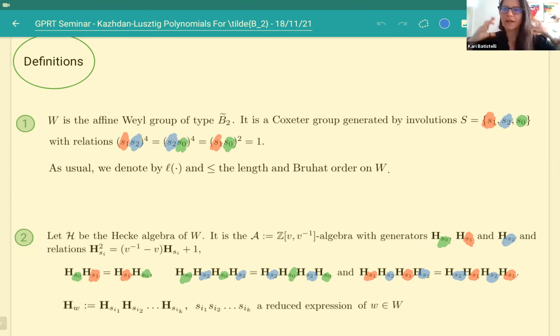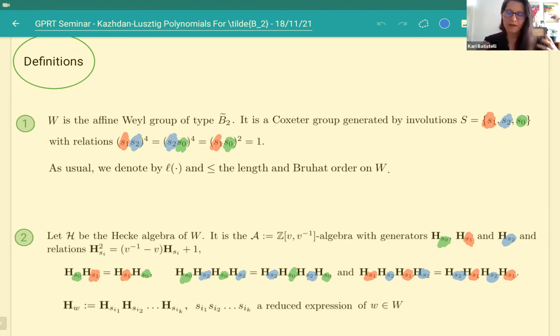We're going to move on now to the Hecke algebra. This is the unital associative algebra over the Laurent polynomials, and it has invariants v and v inverse. The generators here are going to match those of the Weyl group. So we're going to have one of each color as before, and the relations they verify are exactly the same, plus the one that we can see right here.